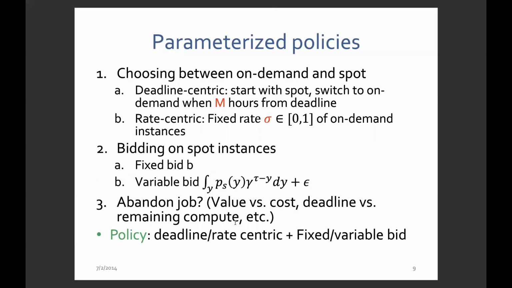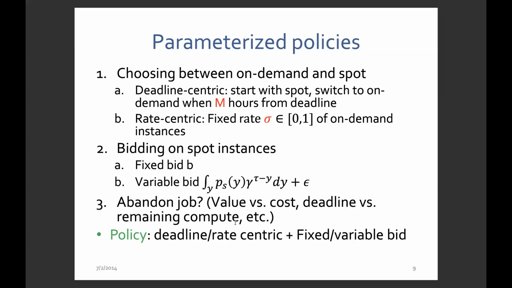Now, what are parameterized policies? First, choosing between on-demand and spot policies. So there are two types. One is deadline centric. Deadline centric means that they start the job to be finished with the spot instances. However, when the deadline is approaching, or when the deadline is very close, and they come to know that they cannot finish it within the spot instances, then they switch to the on-demand instances. On the other hand, the rate centric is fixed and on-demand instances. It never goes to the spot instances. They just work on the on-demand.